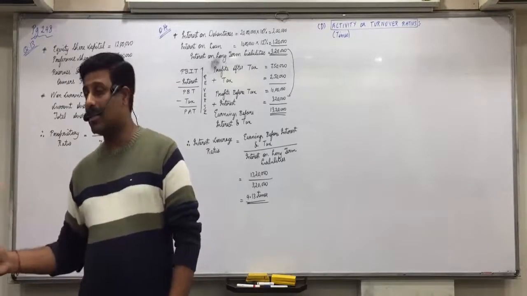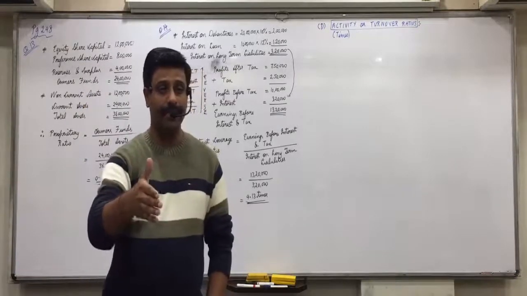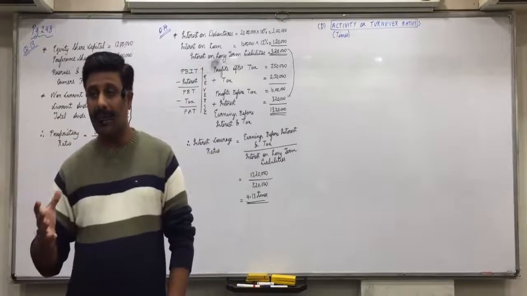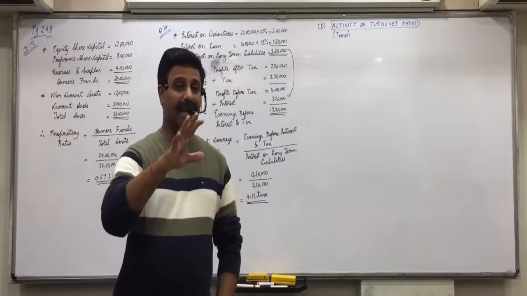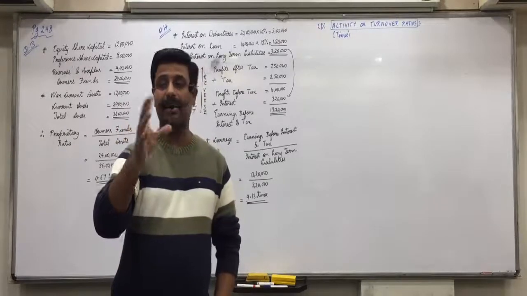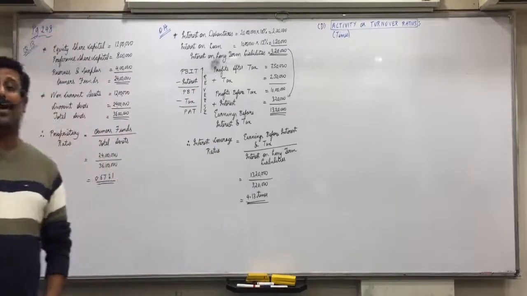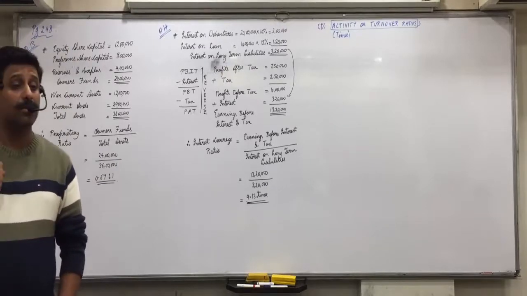Now, 50,000 stock, if I sell it 12 times in a year, then 50,000 into 12, 6 lakhs. But will I be selling it for 6 lakhs? I'll be selling it after adding profit. Means I'm selling it suppose for 7 lakhs. Now 7 lakhs cannot be divided by 50,000 to know how many times I'm selling it. Because what I'm selling for 7 lakhs, what is my cost?